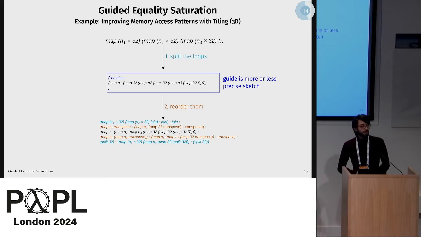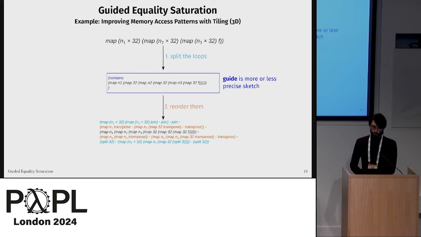And actually, a guide does not have to be a complete term. So we allow guides to be more or less precise sketches. And you can think of sketches as incomplete programs. We still guarantee preservation of semantics because we are still applying semantics-preserving rewrite rules. So we don't need to worry about allowing invalid programs using this guide.